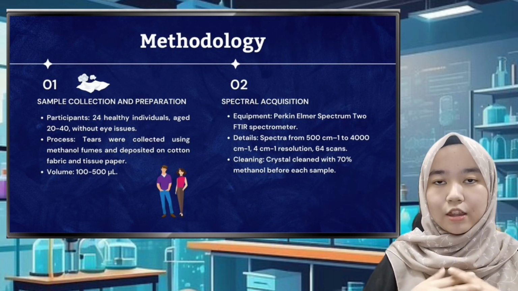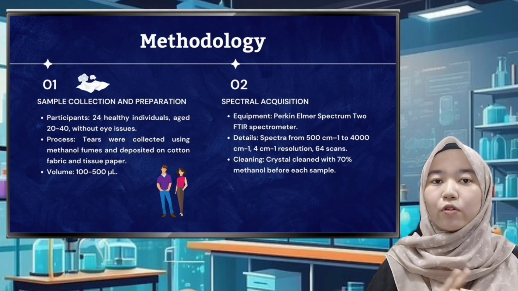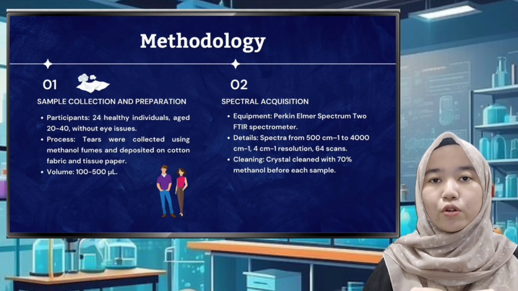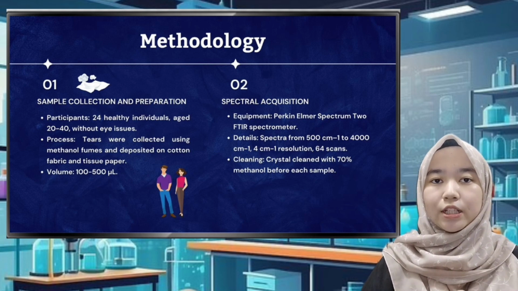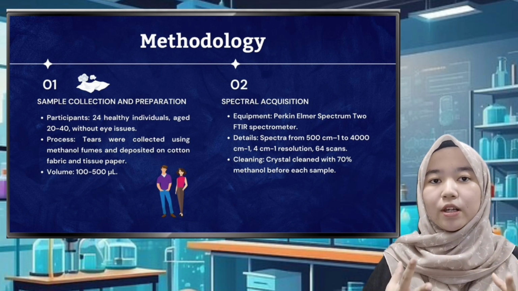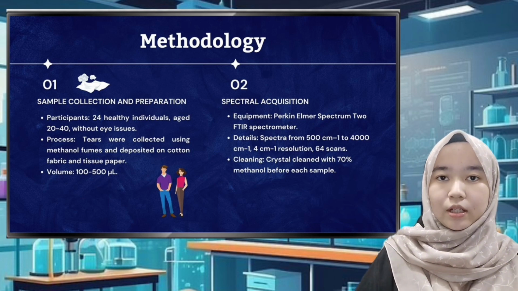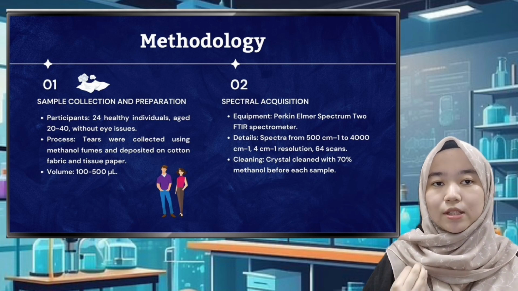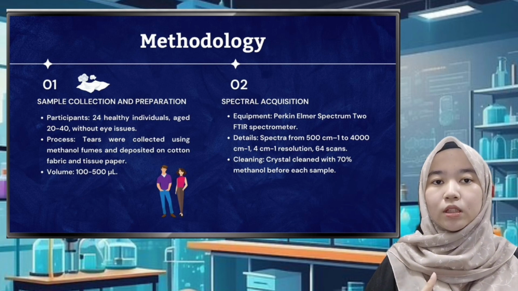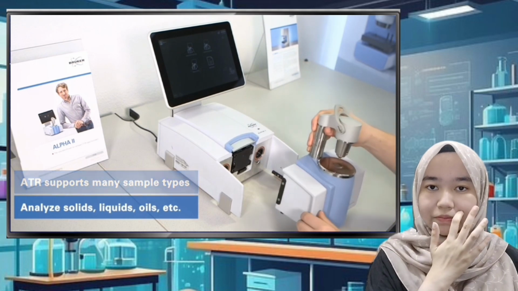Moving on to the method. The first step for the method is sample collection and preparation. Tear samples were collected from 24 healthy individuals aged between 20 to 40 years old, all of whom had no known ocular disorders. The tears were deposited on two types of substrate, white cotton fabric and tissue paper, to simulate common real-life scenarios. To induce tear production, methanol fumes were employed. Samples were collected directly onto the substrates, ensuring there was no contamination by using gloves during the process. Each collection yielded between 100 to 500 microliter of tear fluid.